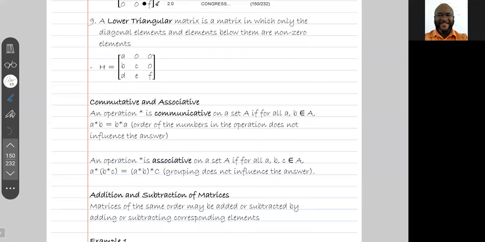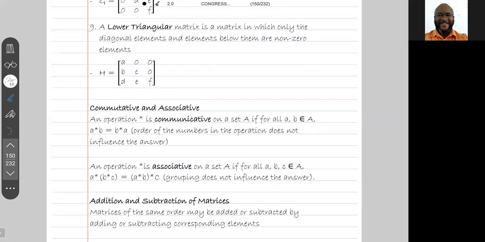Now, in matrices, this term is important. It's an important term in mathematics in general. The idea of commutativity and associativity. Now, an operation star is commutative on a set A if for all a and b, which are elements of the set A, a star b is equal to b star a. In other words, the order of the numbers in the operation does not influence the answer. So that is the word commutativity or commutative.